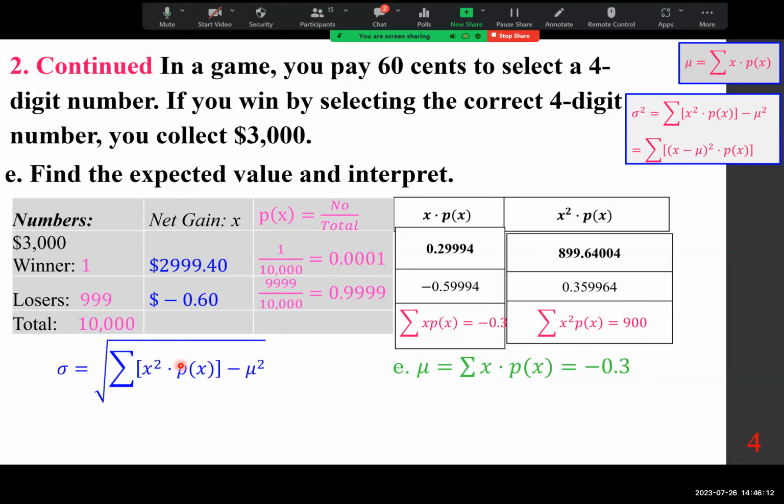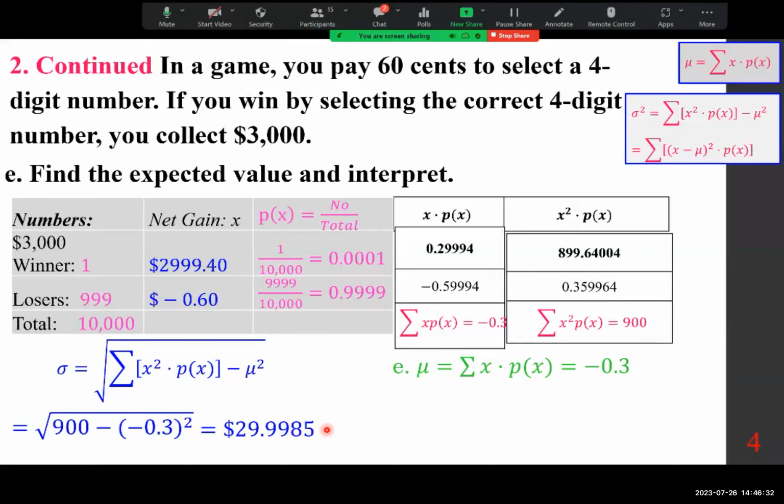This value we have calculated here to be 900 minus mu, which is negative 0.3 quantity squared. And of course, you raise this to the second power, you get 0.09 subtracted from 900, take a root, and it ends up being 29.9985, almost 30. The reason I'm putting a lot of decimals is that if it's not given how many decimals, you don't want to take a chance. But I just want to make a point: you go with many, many, many decimals, unless otherwise mentioned. And of course, you want to pay attention.